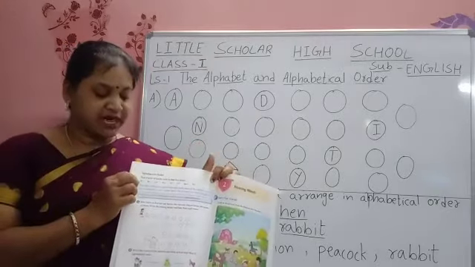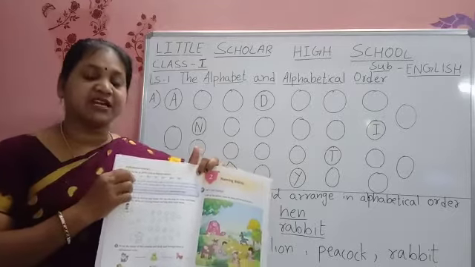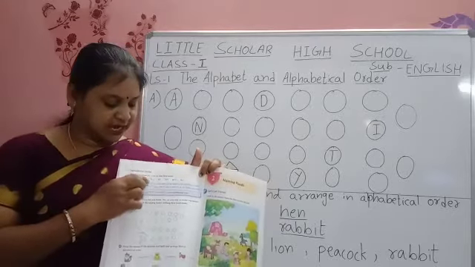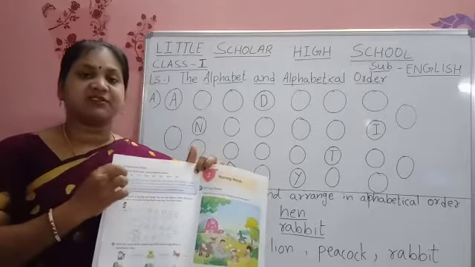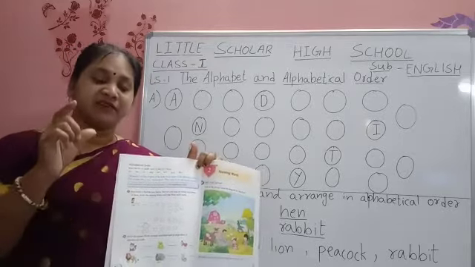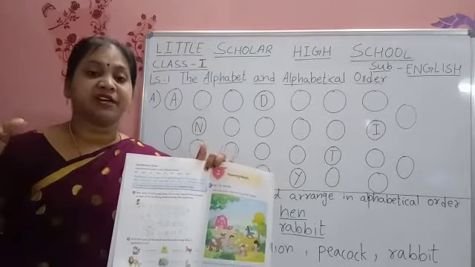Come on, underline. Here, which letter is there first? A. In the second one, which letter is there first? B. In the third one, which letter is there? C. In the fourth one, which letter is given first? D. So these words are written in alphabetical order. First they wrote one word with A, then a second word with B, then a third word with C.